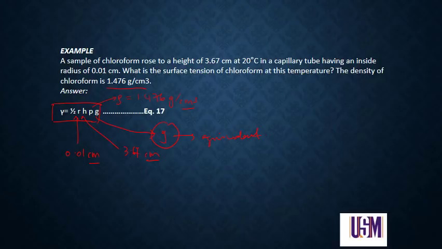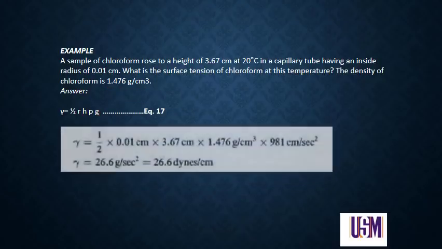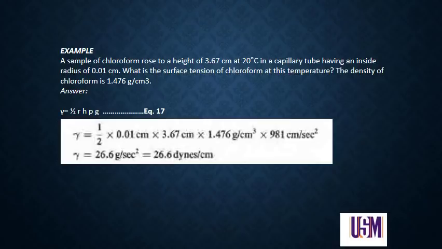Alright, please try it out. Okay, so this slide shows the answer, which is 0.01 cm, 3.67. Just substitute 981 as the equivalent unit. Then you get a surface tension of 26.6 dyne per cm.